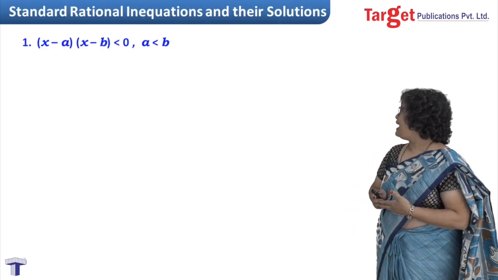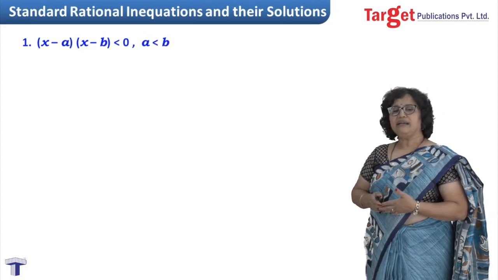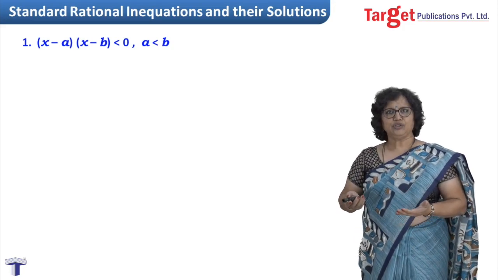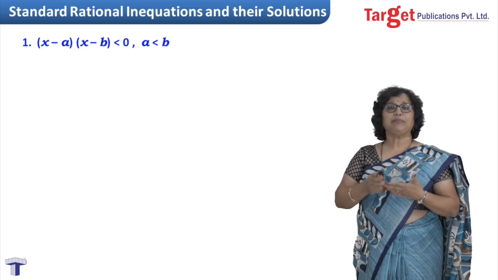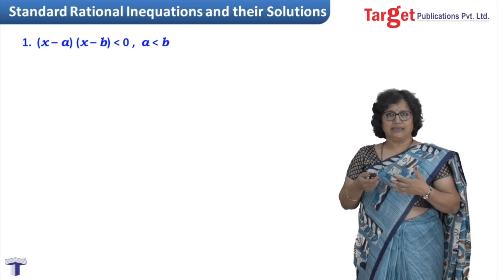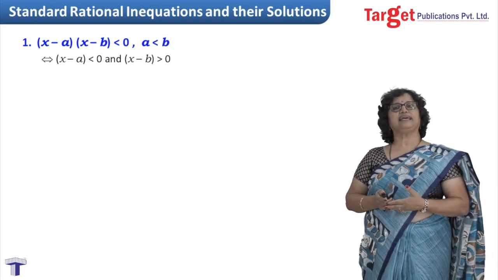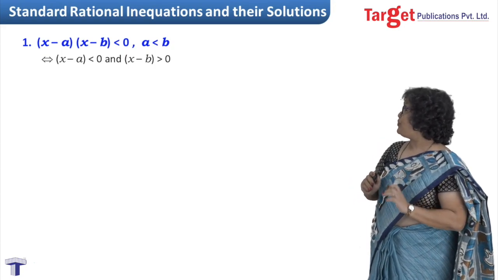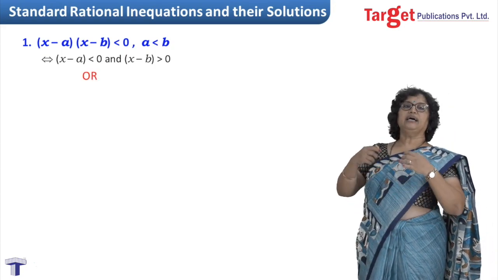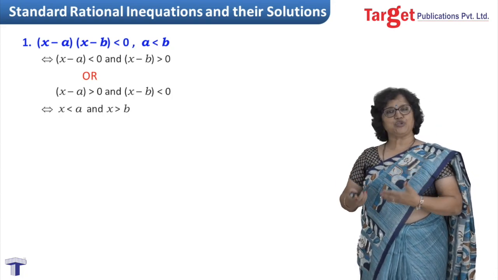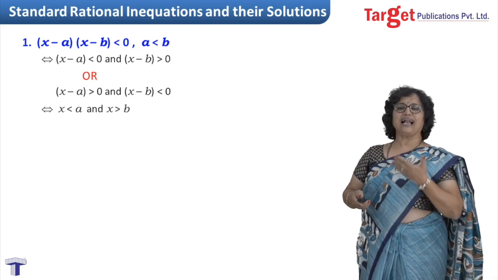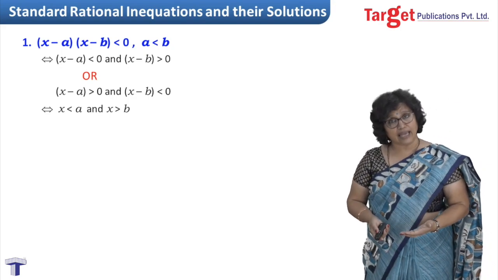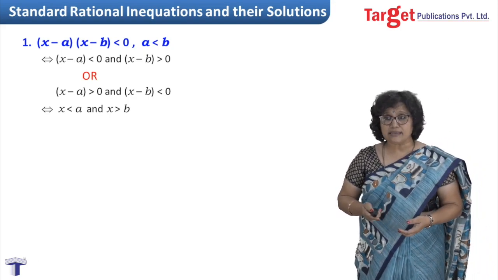First is (x minus a)(x minus b) less than 0, and I take a less than b. Frankly speaking, a and b are some numbers, one smaller, the other greater. When I know which one is smaller, I can easily place it on the number line. So when I write (x minus a)(x minus b) less than 0, what comes to my mind? That I have written a product of two factors which is less than 0, and one of them must be negative, the other positive. Like that we have to start. So I start with x minus a negative and x minus b positive, or I can take it the other way, x minus a positive and x minus b negative.